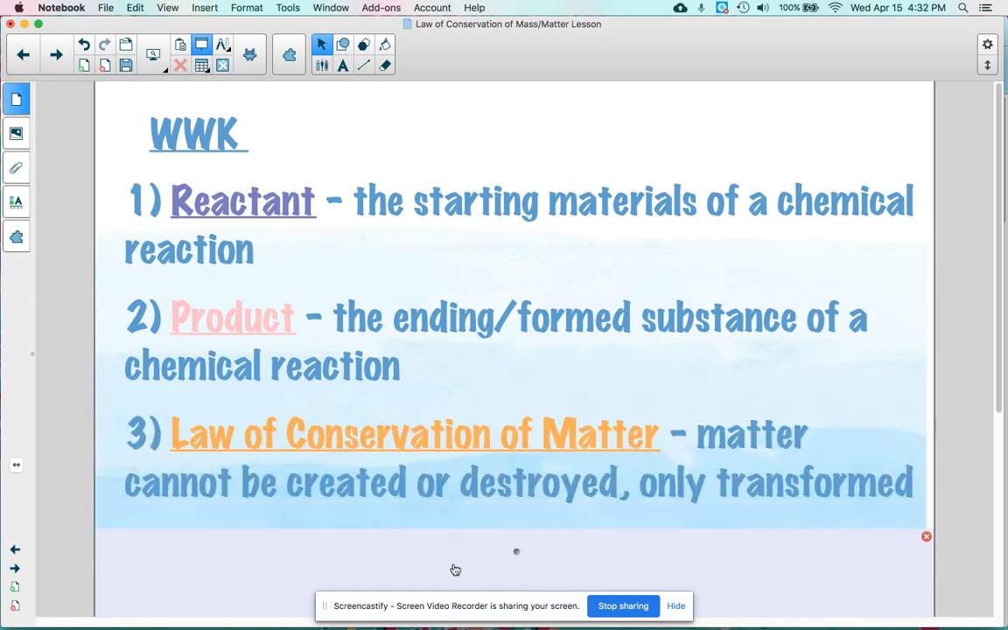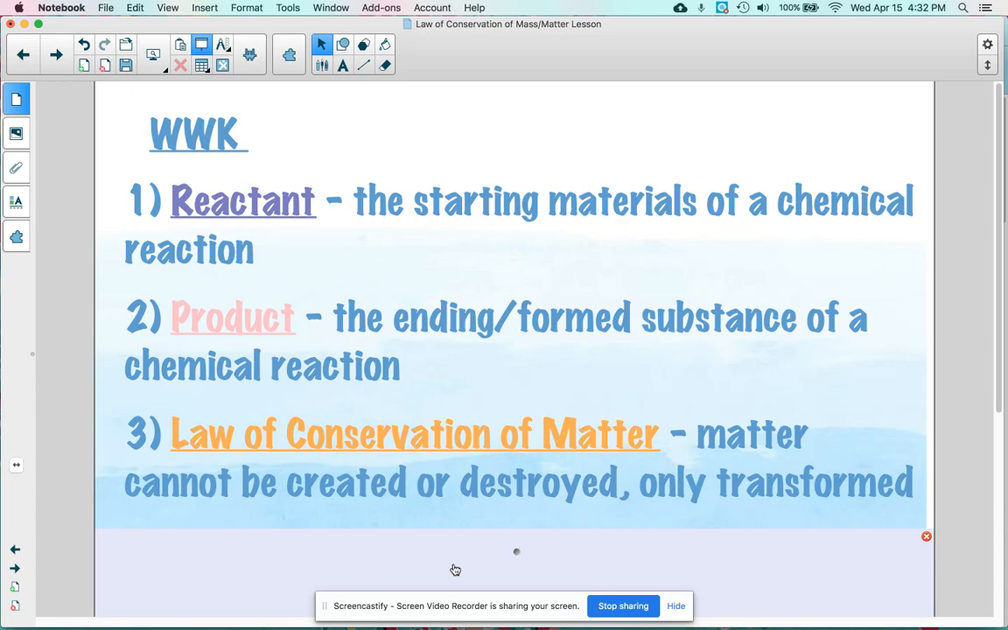The third WWK is the law of conservation of matter. What that states is matter cannot be created or destroyed, only transformed. I like to think of this as kind of like Legos. So you start with all these Legos in a bag, and then you follow the rule book, and then you end up with a different product. You didn't create or destroy anything. You only transformed it into a different product.